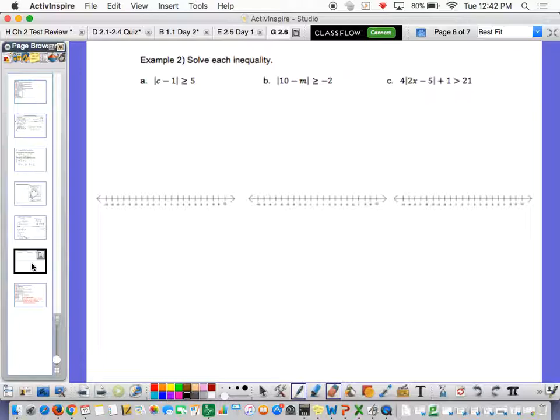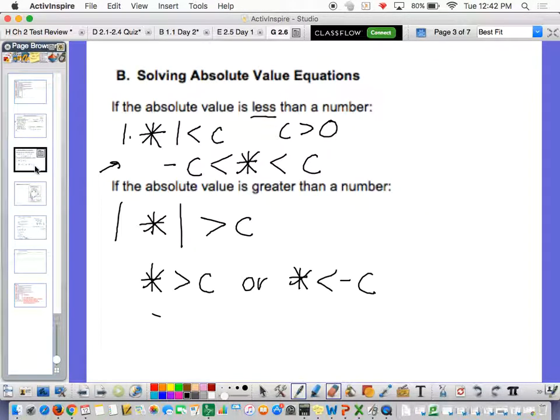Okay, on A, hopefully you see that now you have a greater than sign. And with a greater than sign, that meant an or statement. So we could have that C minus 1 was greater than or equal to 5, or C minus 1 was less than or equal to negative 5, right? I just took it back to here. I realized that we had an absolute value that was greater than, so I set what was inside greater than that value, and then less than the negative of that value. Okay, that's what happened there.